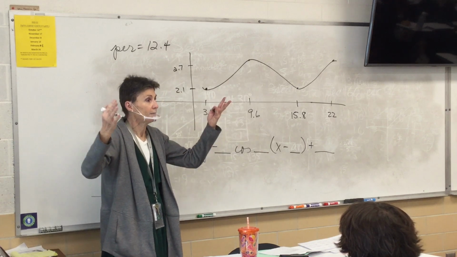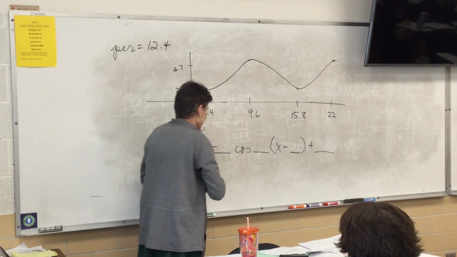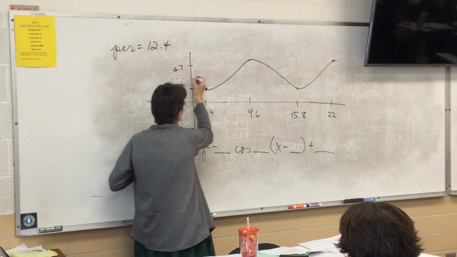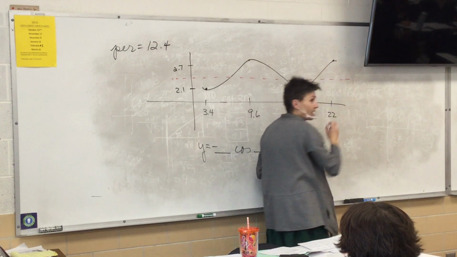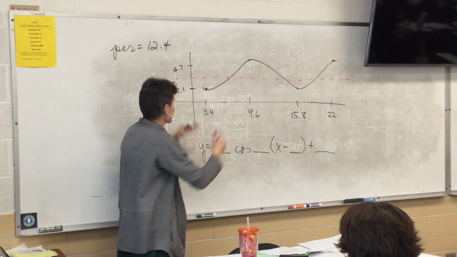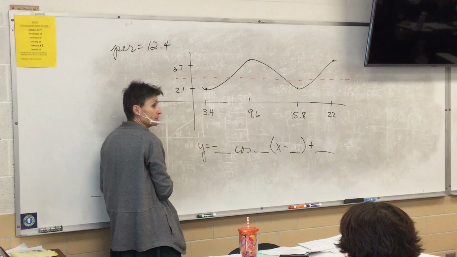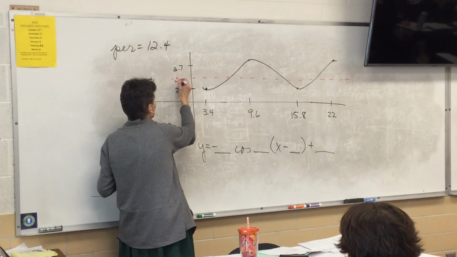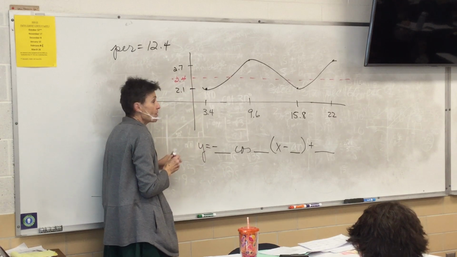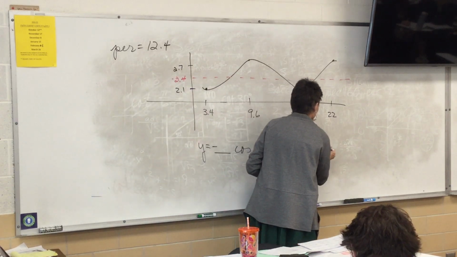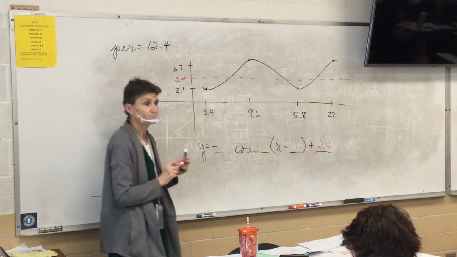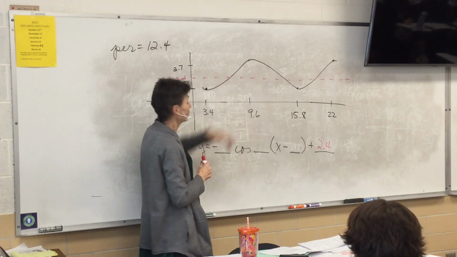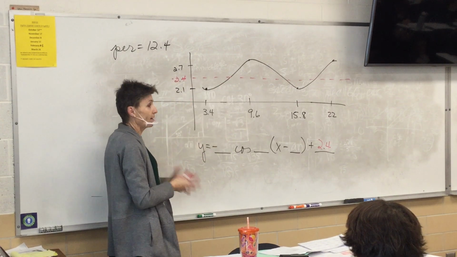Now, obviously this thing has a vertical shift. It's been picked up, right? It is oscillating not across the x-axis anymore. Wouldn't you say it's oscillating across that line right there? That's the new axis. Where is that red line? 2.4? That represents your vertical shift. Would you agree with that? The 0 has been moved up to 2.4. Everything's up 2.4.